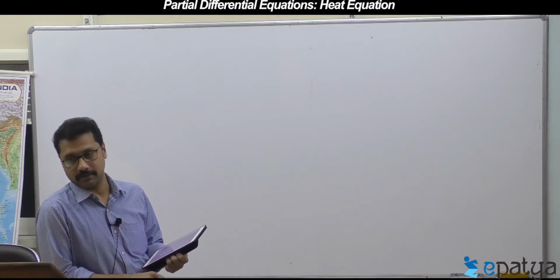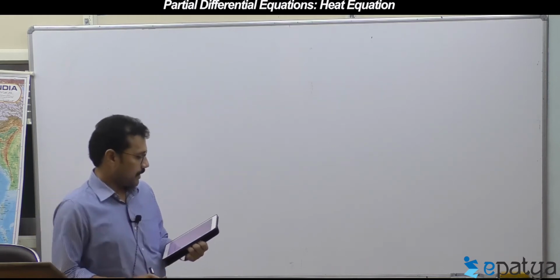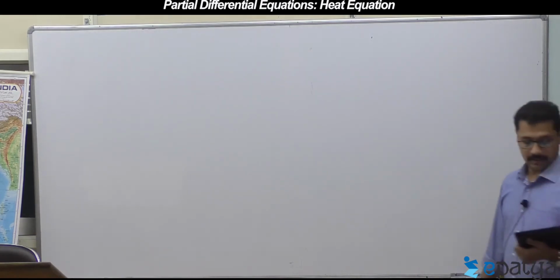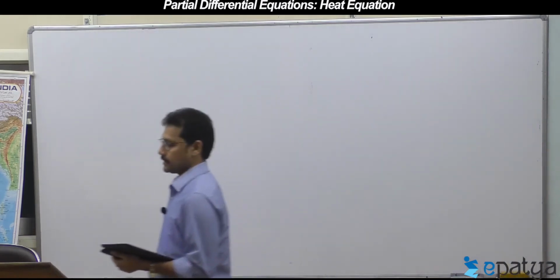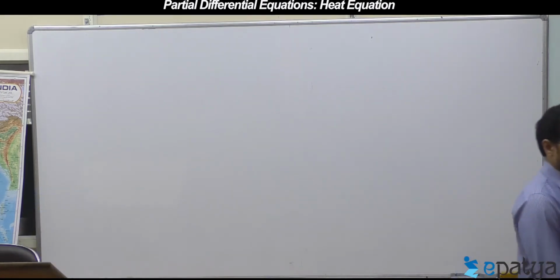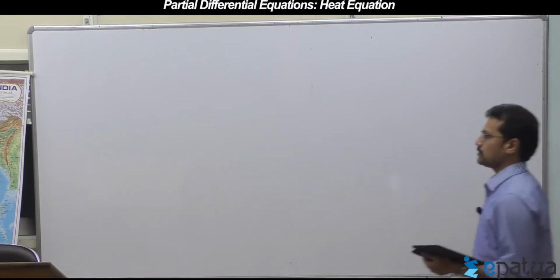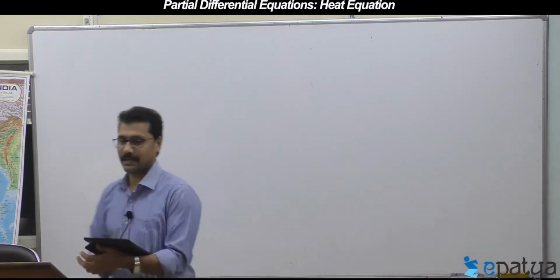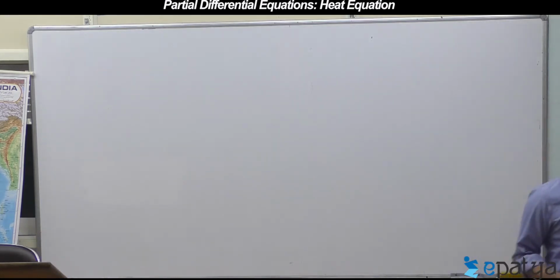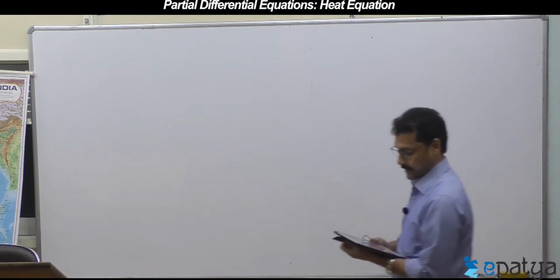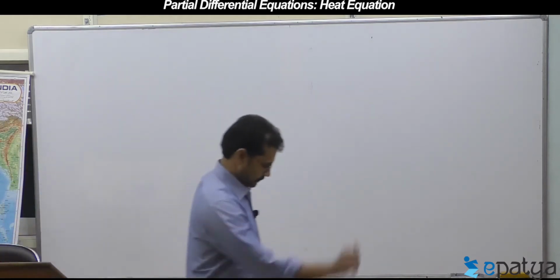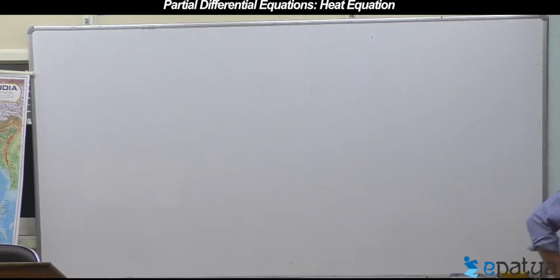Suddenly, the temperature at the end A is increased to 20 degrees and the end B decreased to 60 degrees. Now suddenly I started maintaining 20 and 60. Earlier it was 0 and 100. Suddenly I started maintaining 20 and 60. Find the temperature distribution in the rod at any time t.